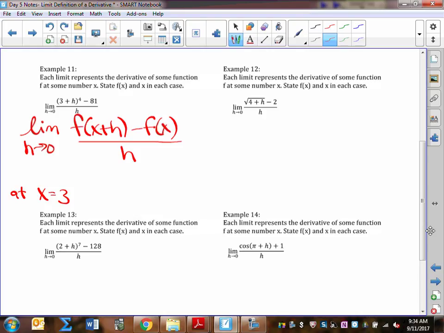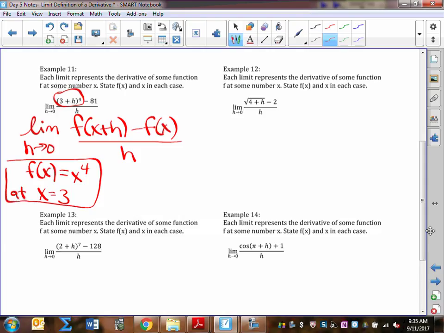Usually for these, it's easiest to look at your f of x plus h, because since the number is substituted in, it's hard to figure out what function gave you 81. We know that number is 3, so that's the idea of x plus h. So what was my function then? x to the 4th. So my function was f of x equals x to the 4th at x equal to 3. We can see then x plus h to the 4th, 3 plus h to the 4th. And if you think about it, 3 to the 4th is 81, which is what that is there.